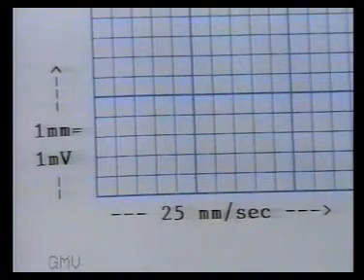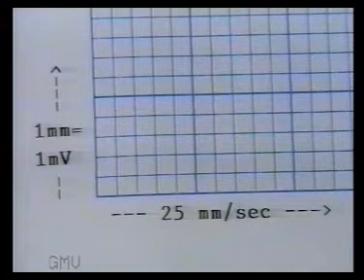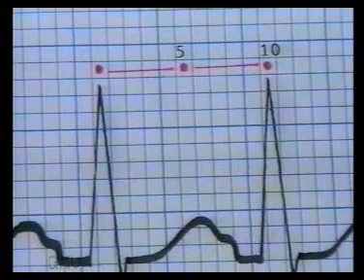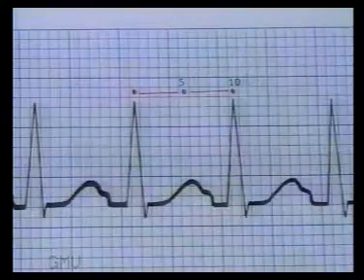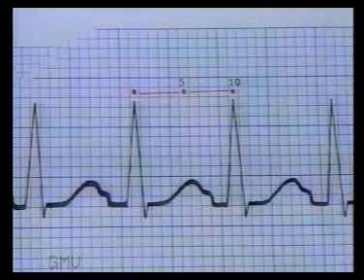The standard ECG paper runs at a rate of 25 millimeters per second. So each small square represents 0.04 seconds and each large square represents 0.2 seconds, and 1500 small squares represent 1 minute. In this ECG, the RR interval measures 10 small squares. So the rate is 1500 divided by 10 equal to 150 per minute. A rate above 100 per minute is termed as tachycardia.